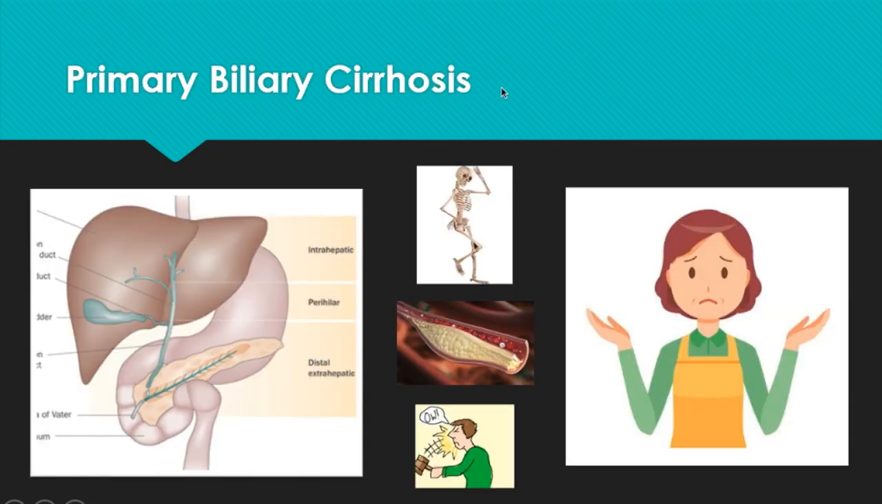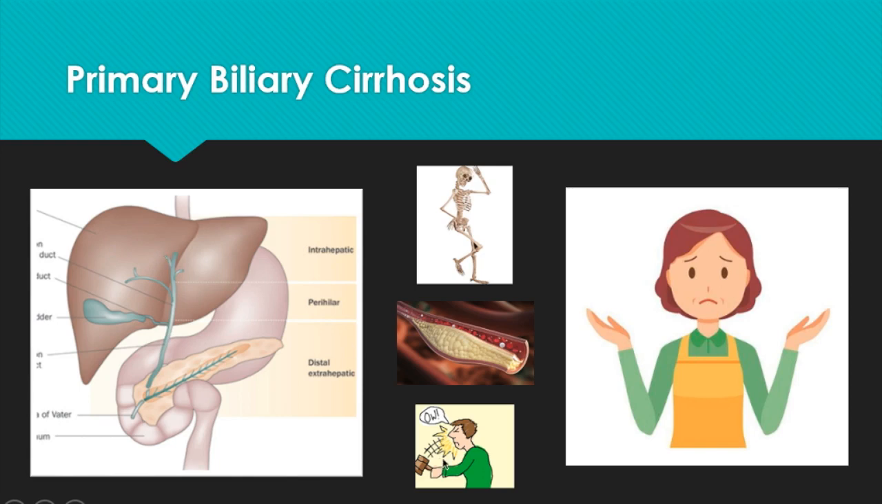Primary biliary cirrhosis is the last topic we'll talk about. This is a middle-aged woman with insidious onset. She may come in with itching, and if you take a look at the bile duct, it's not dilated. And the reason the bile duct isn't dilated is because this is a biliary cirrhosis. The problem here is inside the liver. And so the bile duct down here is not going to be dilated.